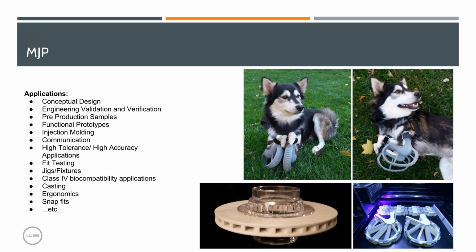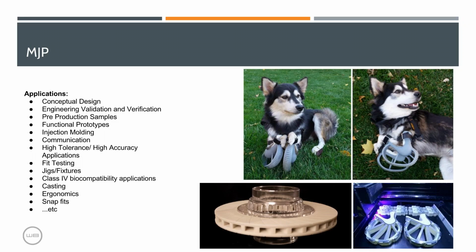The applications for MJP, which is multi-jet printing, will be detailed on the next slide. Conceptual design, right? You can do conceptual models, and you can do engineering validation and verification. These parts are precise enough for you to actually hold the caliper to and make sure it is a spot-on part. Not to mention, you can do fit testing with this, so you can make sure it is the exact geometry that you need before you go to production.